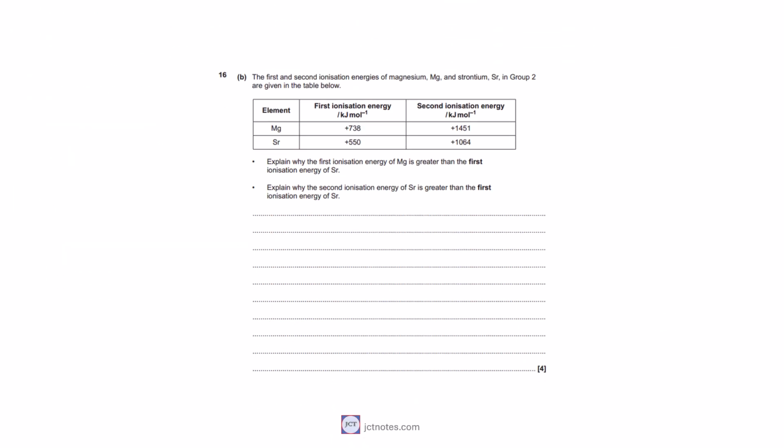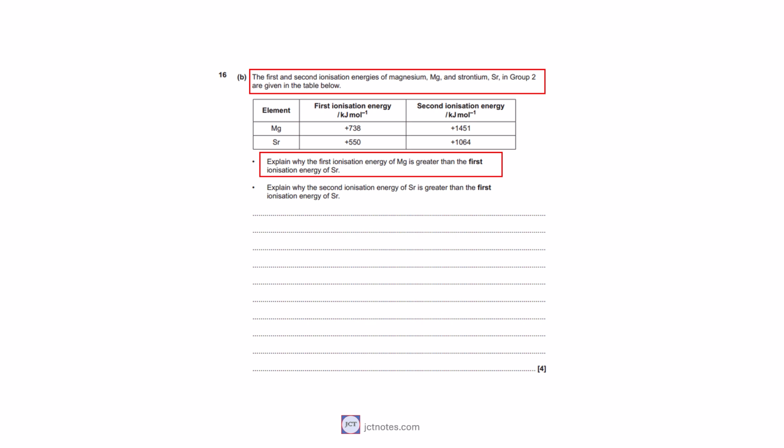In part B of question 16, we are given the first and second ionization energies of magnesium and strontium. We are asked to explain why the first ionization energy of magnesium is greater than the first ionization energy of strontium and to explain why the second ionization energy of strontium is greater than the first ionization energy of strontium.